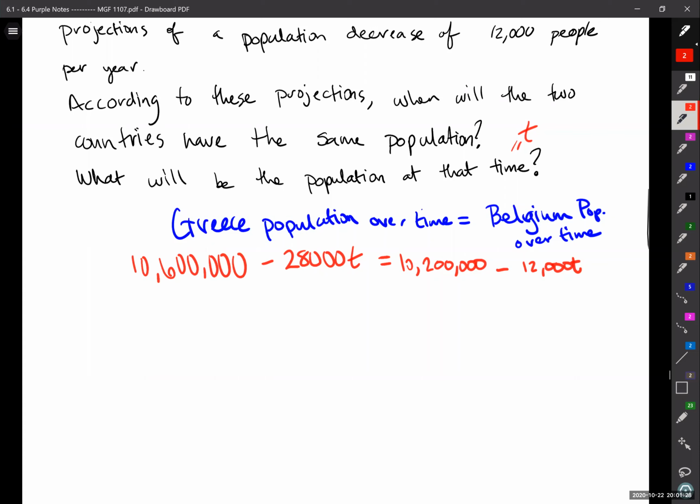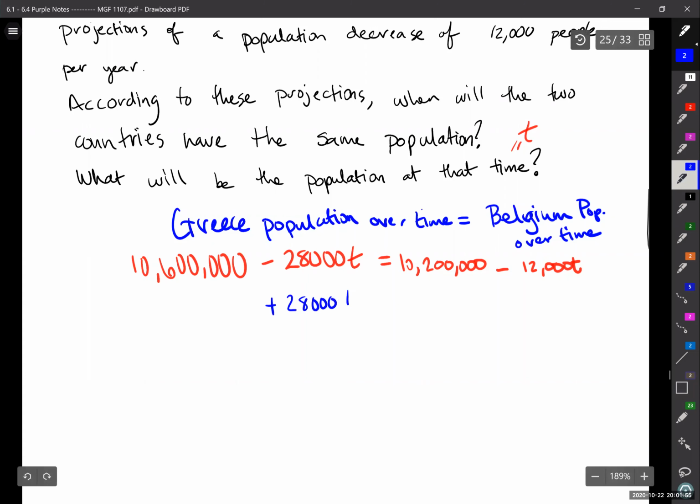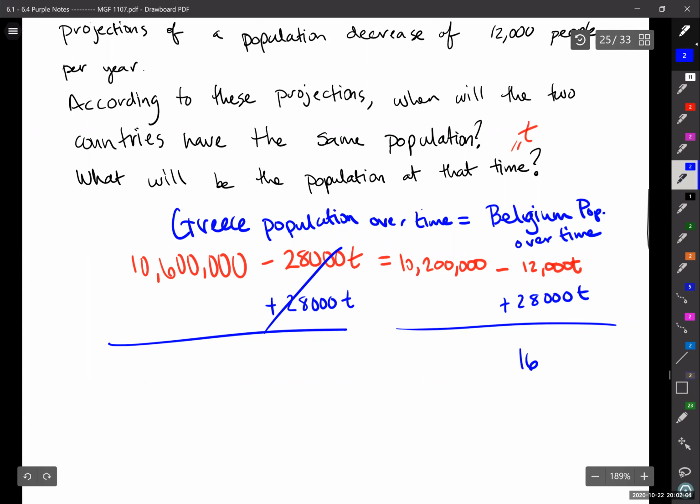Perfect, Kimberly. So here I want to get the variables to one side, numbers to the other. Both of these terms that involve the variable are negative. So would we agree that in the end, I'll have to add it over? So I might as well add over the bigger number to turn things positive. So out of preference, I'm going to move the 28,000 first. I believe that should leave me with 16,000 t positive.